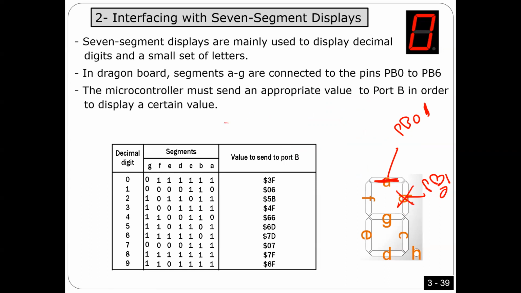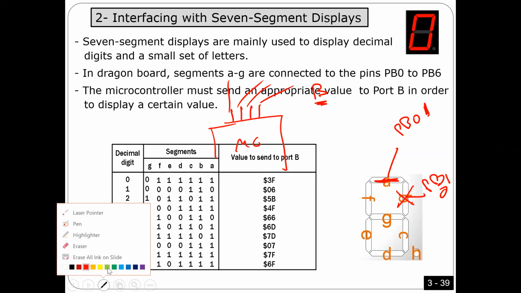This is a microcontroller. We have here port B. Every bit is connected to one segment. That's it. That okay? So now look at these numbers here.